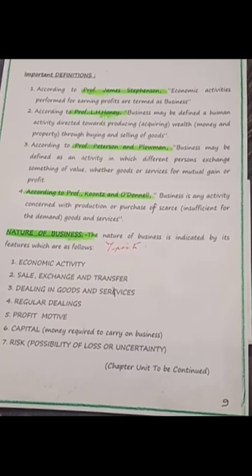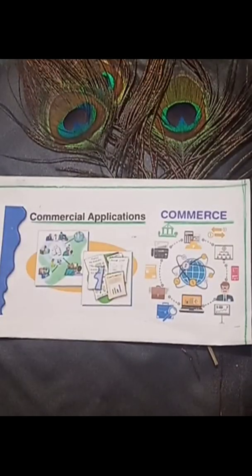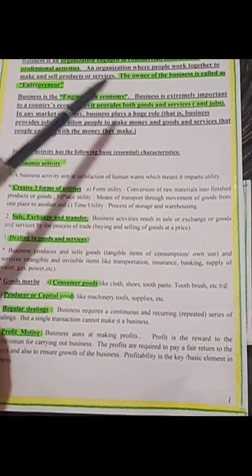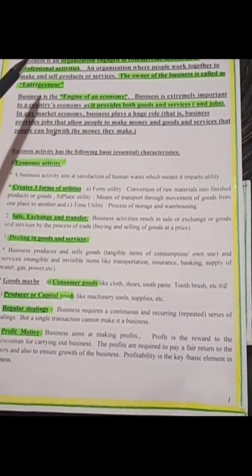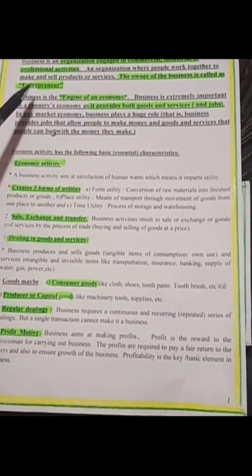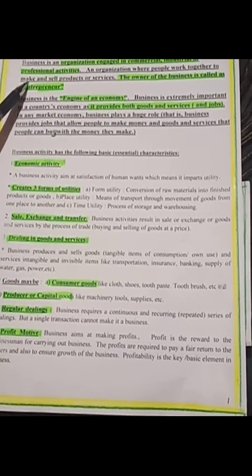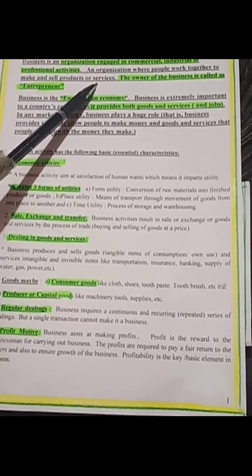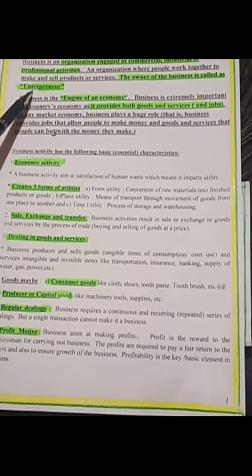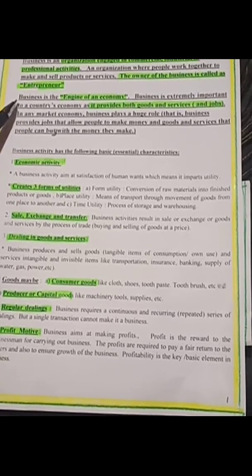So, nature of business. Business is an organization engaged in commercial, industrial, or professional activities. In any organization where people work together to make, to produce, to manufacture, and sell products or services are called business. The owner of the business is called entrepreneur. Entrepreneur is a French word which means owner of the business. So, let us continue to understand more about business.